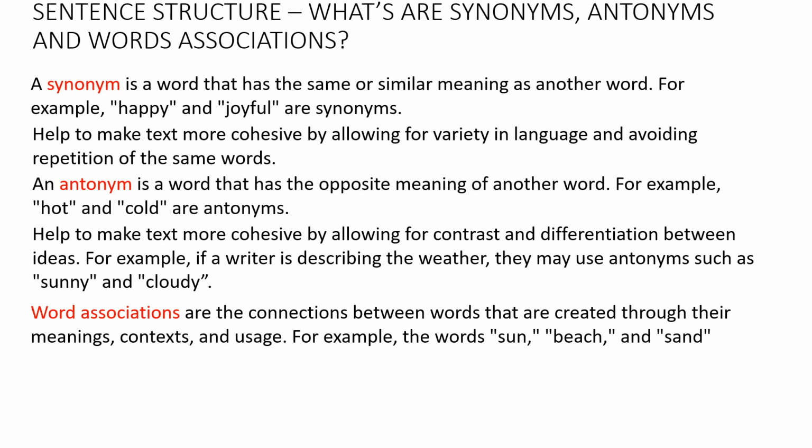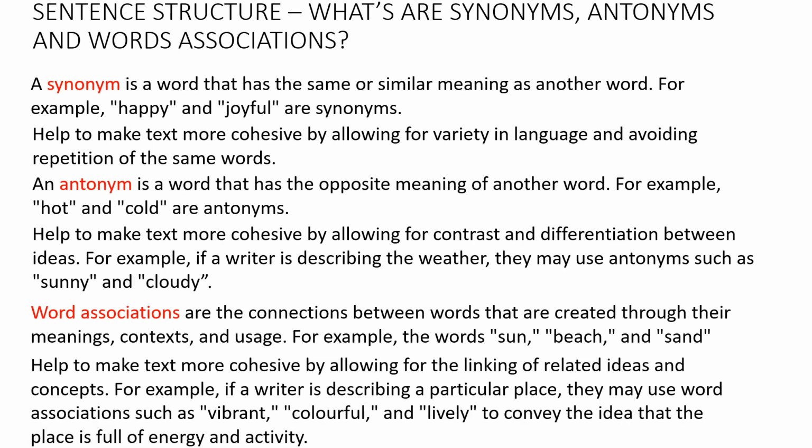Word associations are the connections between words that are created through their meanings, contexts, and usage. For example, the sun, beach, and sand, or these words, are often associated with each other because they share a common theme or idea. Now, using word associations can help to make text more cohesive by allowing for the linking of related ideas and concepts. For example, if a writer is describing a particular place, they may use word associations such as vibrant, colourful, and lively to convey the idea that the place is full of energy and activity. And really sort of like work on that idea of, I suppose, show, don't tell to a degree as well.